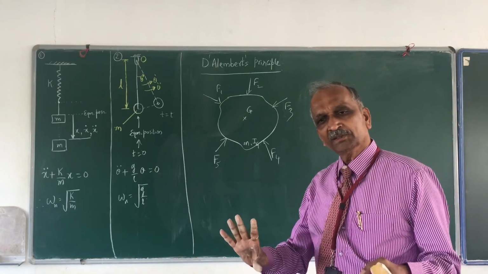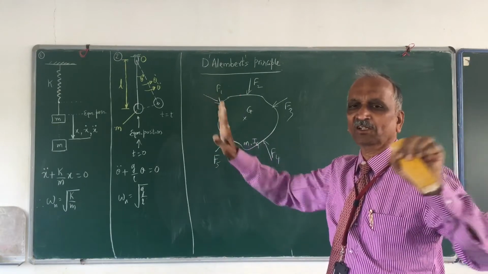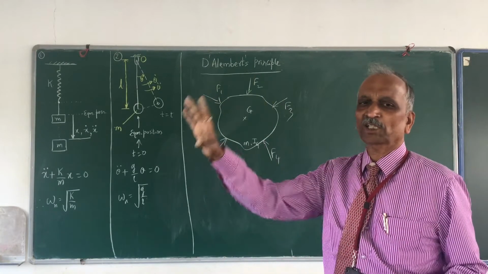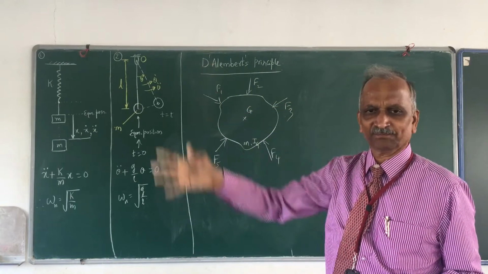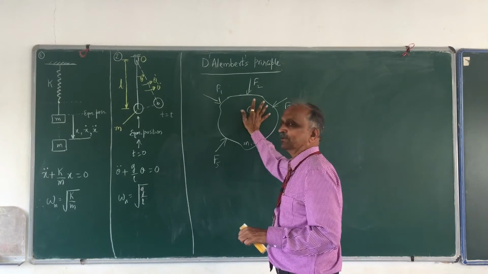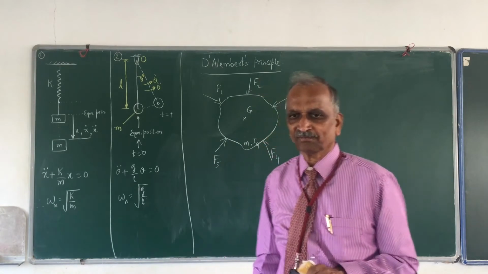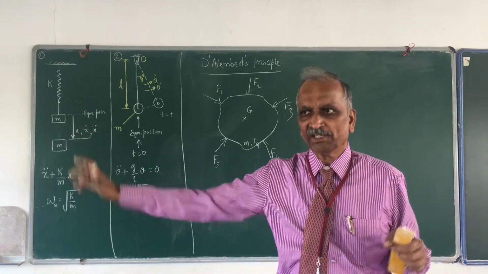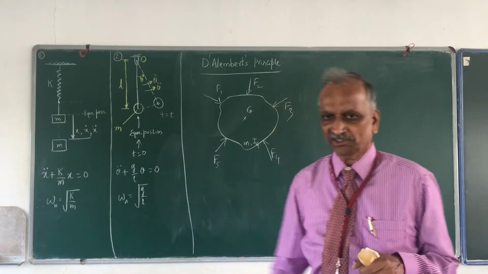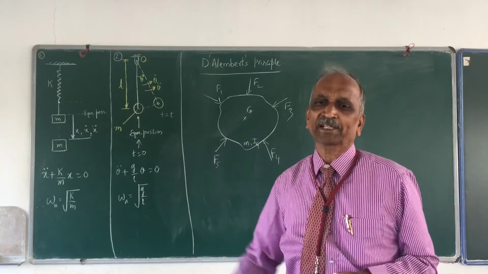The other possibility is the body is rotating. It is not moving along a straight line. It is undergoing a pure rotation. The forces are such that the whole body is rotating and it is having angular acceleration. If the body is moving along a straight line, it is having linear acceleration. If the body is rotating, then I have angular acceleration.